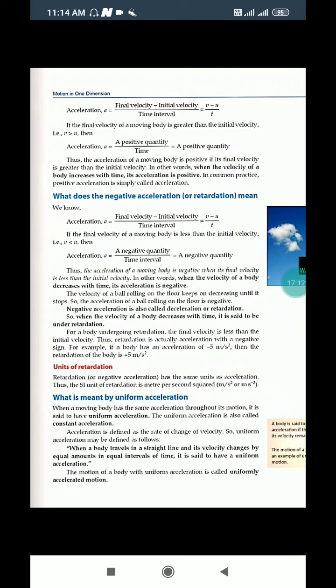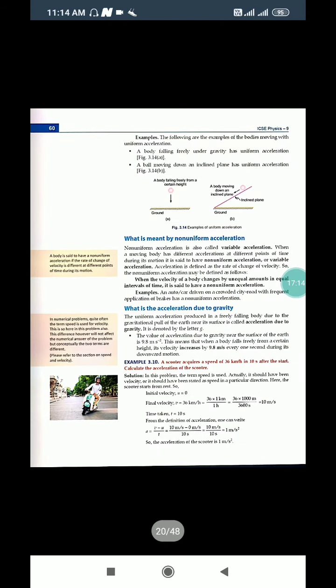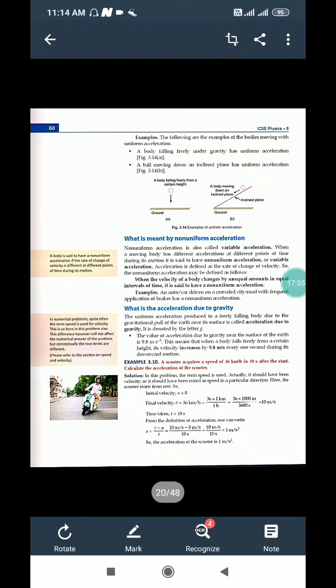Now variable acceleration or non-uniform acceleration. If the change in velocity is not the same in the same interval of time, the acceleration is said to be variable or non-uniform. The motion of a vehicle on a crowded or hilly road is variable acceleration. As we have already discussed, the example of the average speed is the same here.